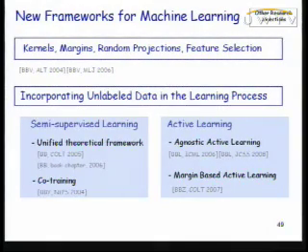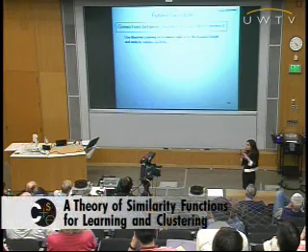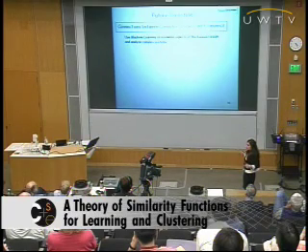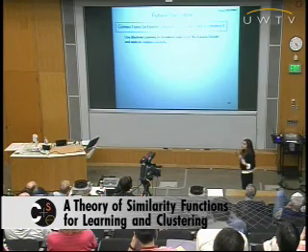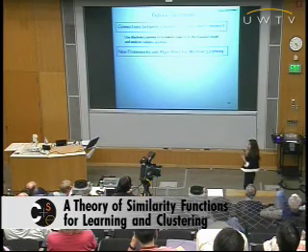Now, in terms of future directions, I definitely plan to explore new connections between computer science and economics. I'm particularly interested in using machine learning techniques to automate aspects of mechanism design and to analyze the overall behavior of complex systems where selfish agents might use their own learning algorithms. And in terms of machine learning, I am very interested in studying interactive learning.